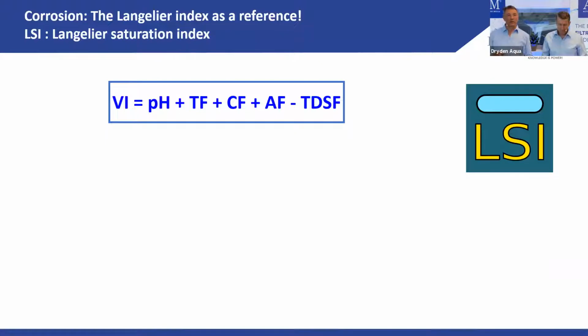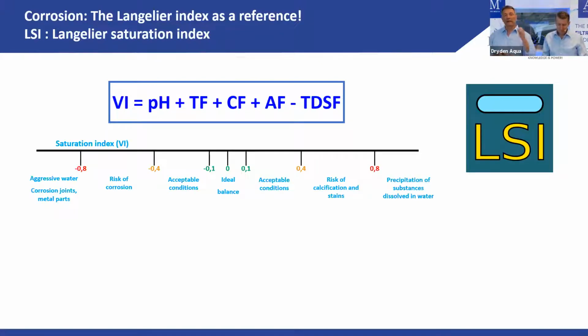This was Monsieur Langelier who invented this. He developed a number, this Langelier Saturation Index or LSI. And he says, if this is neutral, if this is 0, the water is balanced. If you have a positive, like 0.4 or 0.8, the higher, then you have the risk of scaling. If you are negative, especially if you're below minus 0.4, you get into a corrosion risk. And if you are below minus 0.8, you get into a high corrosion risk.